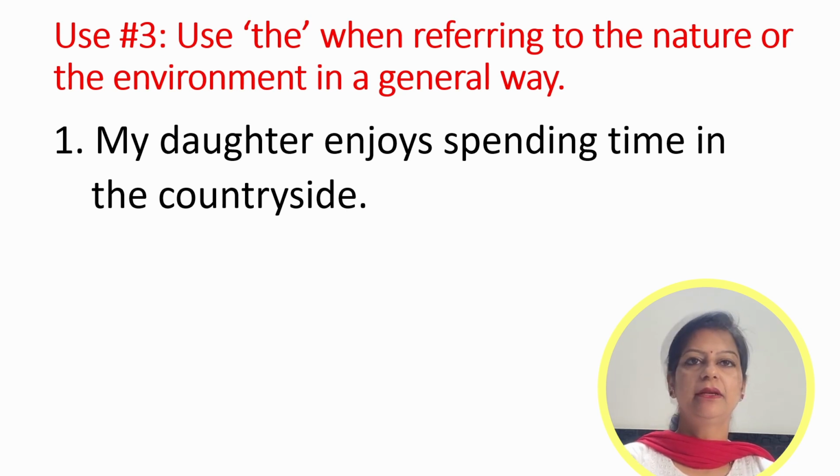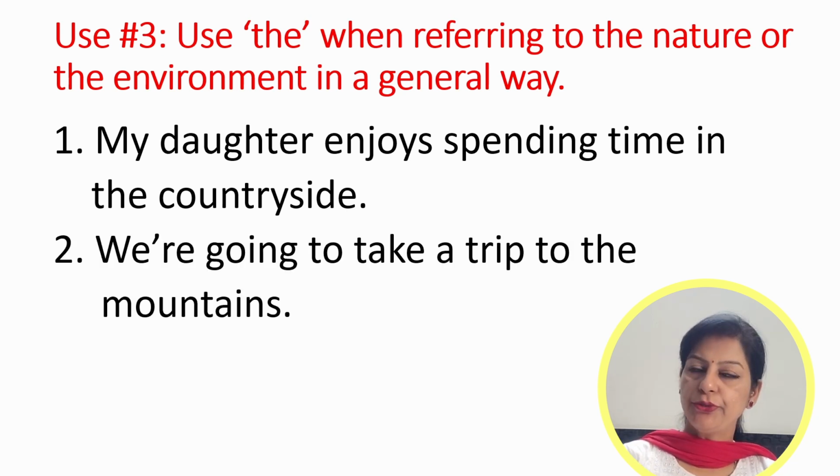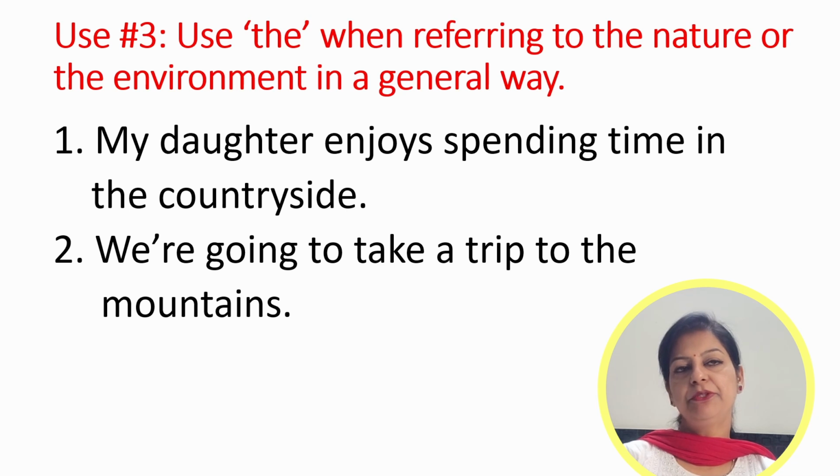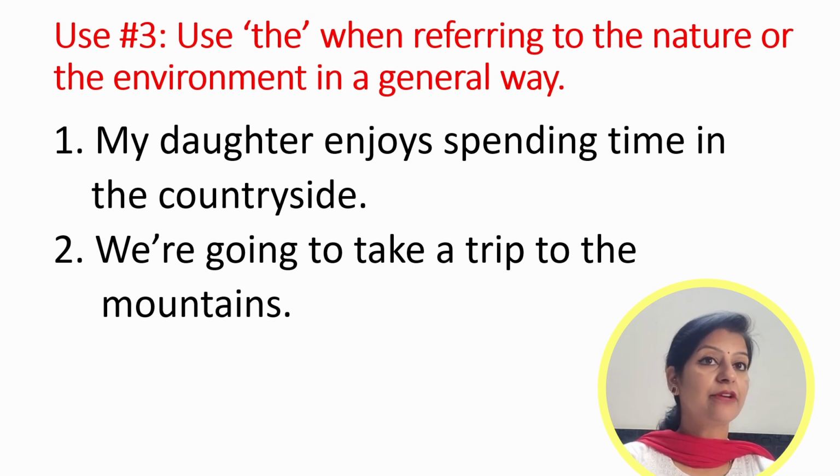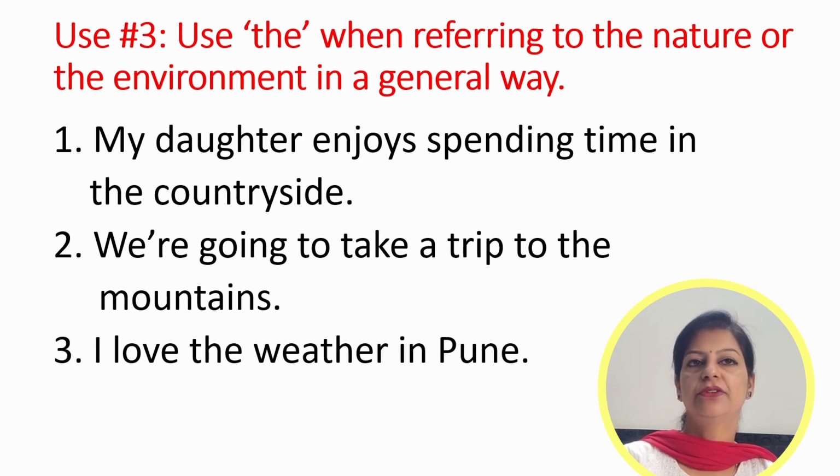For example, my daughter enjoys spending time in the countryside. Countryside means areas that are outside towns and cities, having natural landscapes, open spaces, and rural settings like fields, farms, etc. Example number 2. We are going to take a trip to the mountains. Here, "the mountains" refers to a specific type of natural environment. Not any one mountain, but the idea of mountains in general.